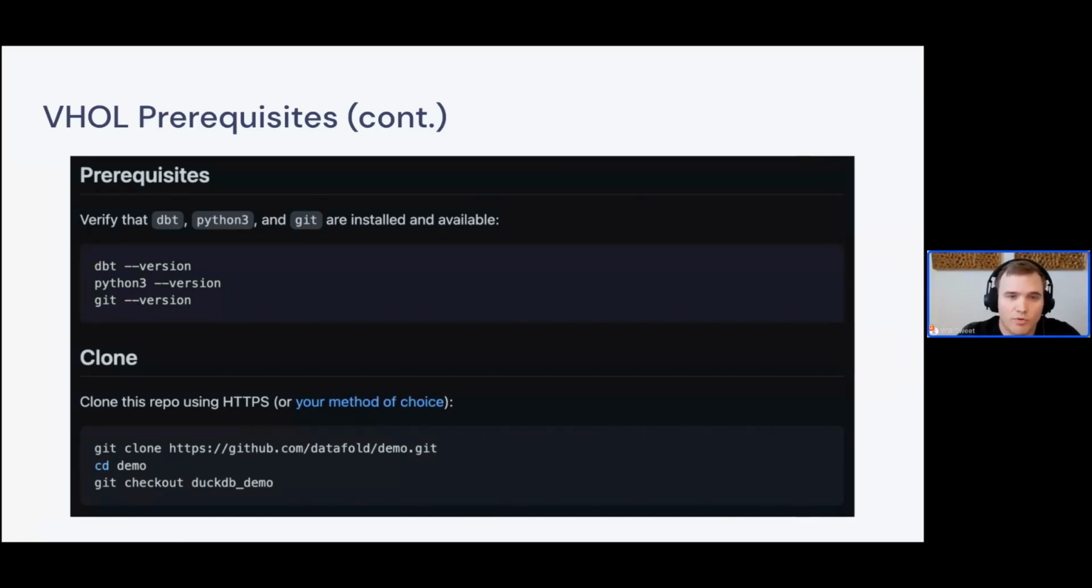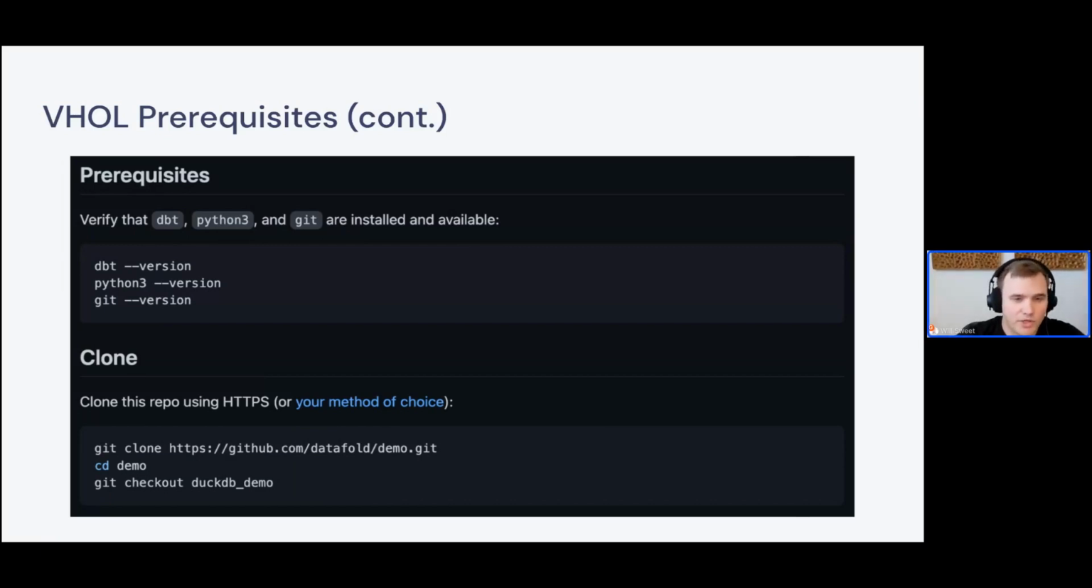All right, so before we jump in, if you want to check your DBT version, your Python 3 version, or Git, you can run those commands at the top to check those. If you're pretty confident, you can go ahead and clone the repository as you see here. I'll have the team post that link into the chats as well so that you can quickly get into it. What you're going to want to do is clone that one locally, CD, basically navigate into that repo, and then check out the DuckDB demo branch of that repo. So if you follow those 3 commands, you should be there in a couple of minutes.